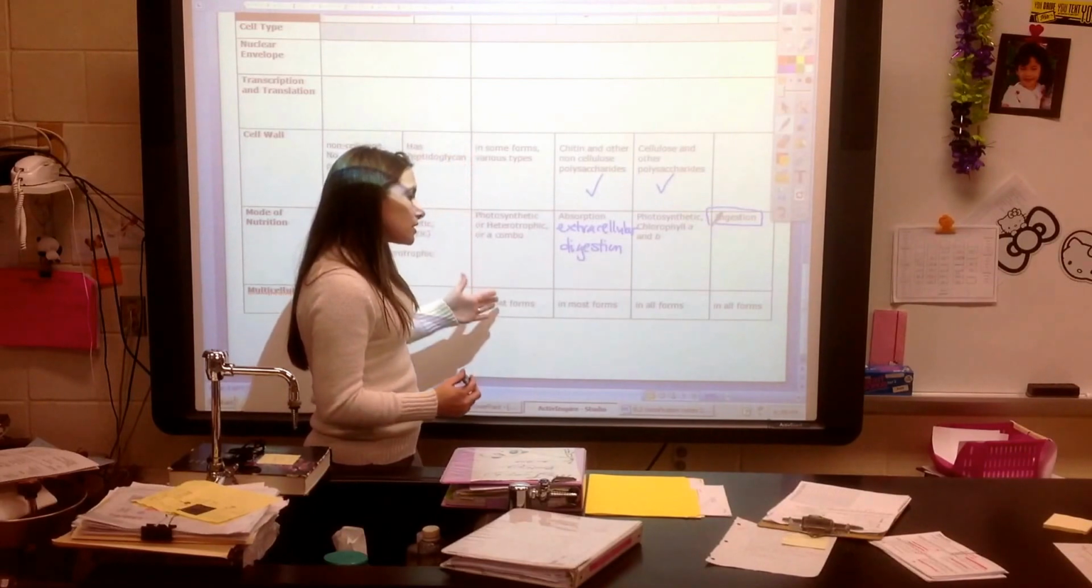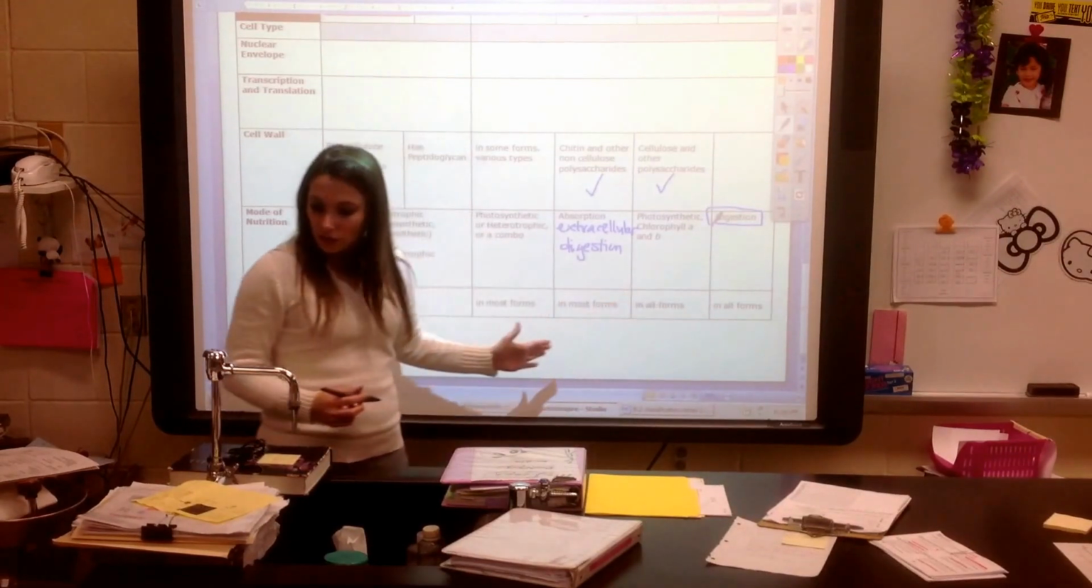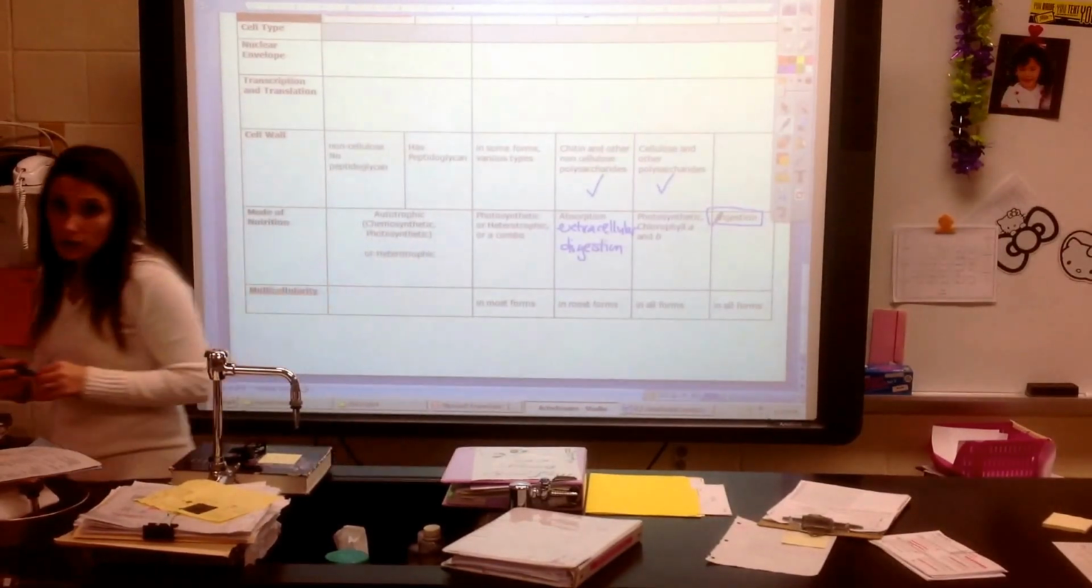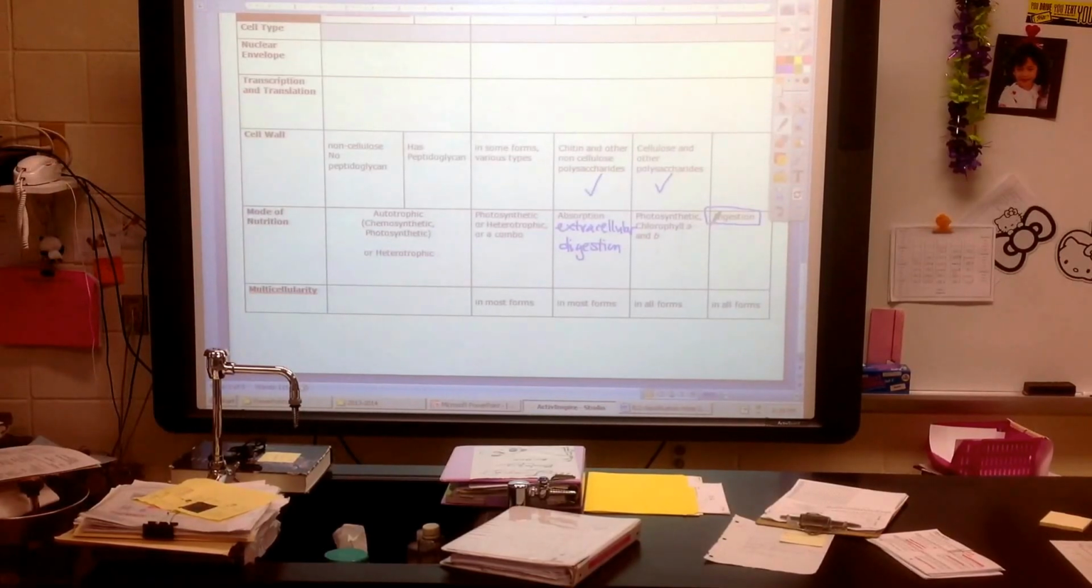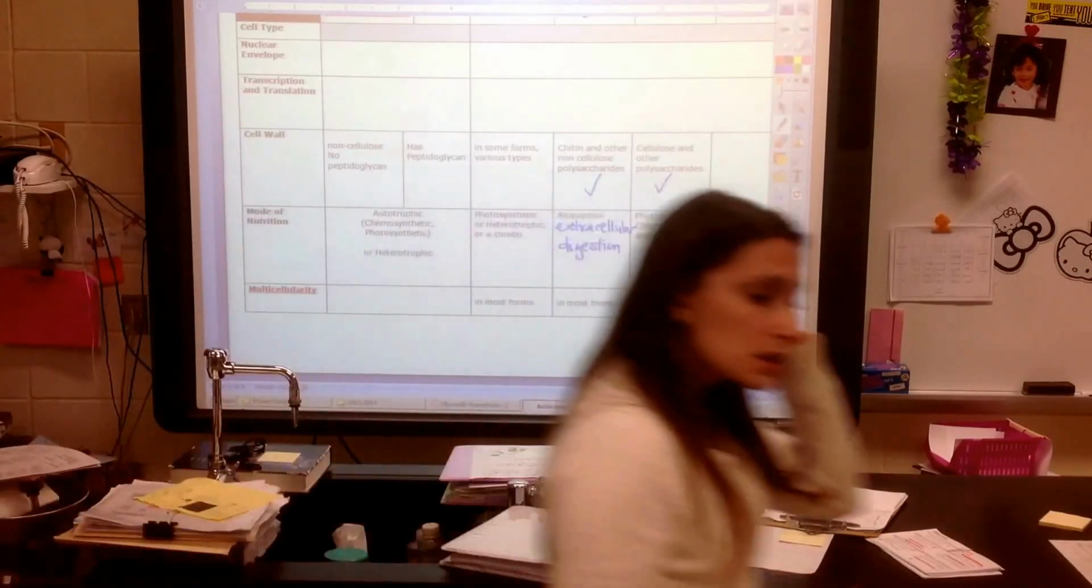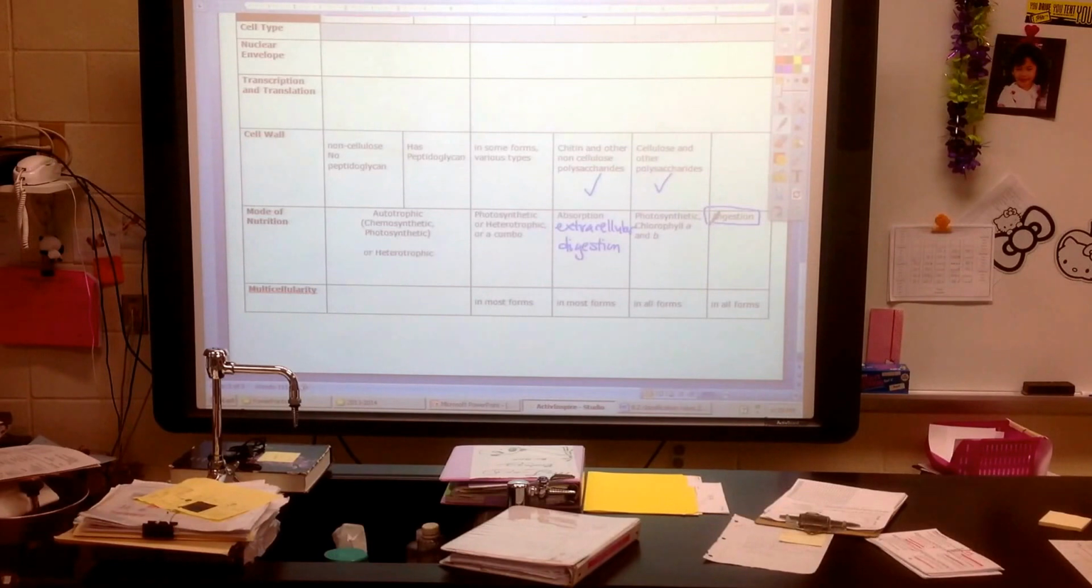So what we're seeing is that we have this variety of different living organisms. And so we're going to be stopping here, but we are going to spend a little more time exploring the Protista kingdom and the fungi kingdom.